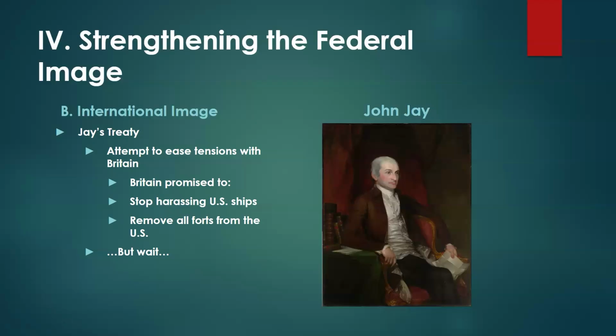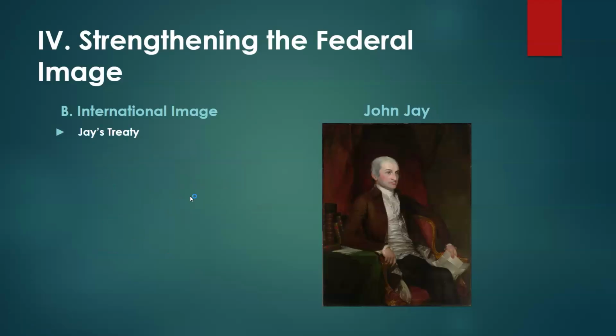Oh, but don't worry, it gets better. In exchange for Britain agreeing to do these things, the U.S. had to agree to give up trade rights in the Caribbean. So, in short, the U.S. is having to give up something in order for the British to do what they should have been doing all along. Now, I think this is why one of my colleagues refers to Jay's Treaty as one of the dumbest treaties in U.S. history. I can definitely see why.